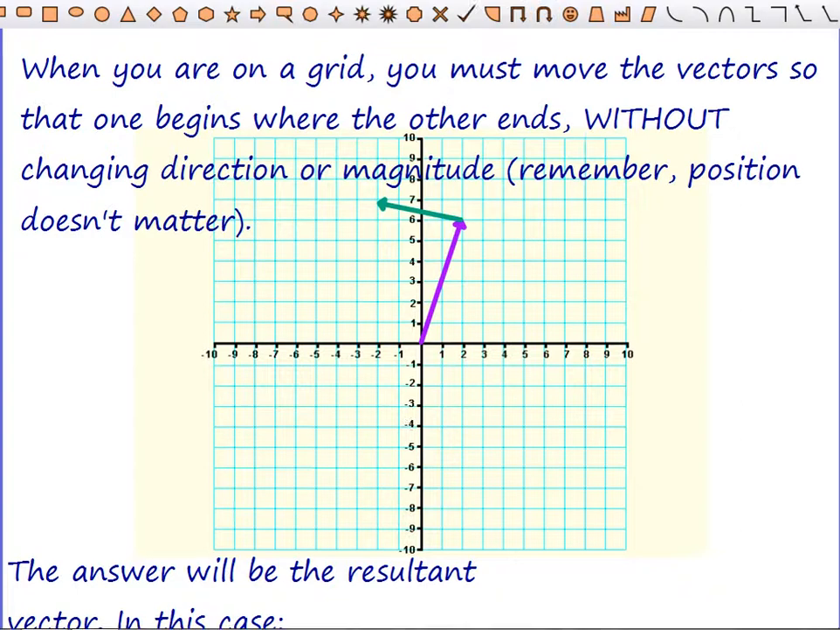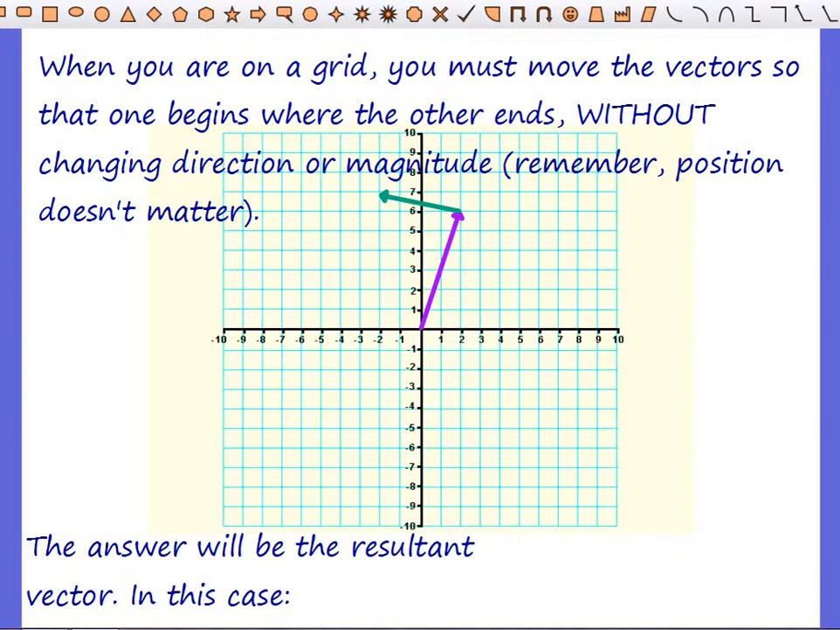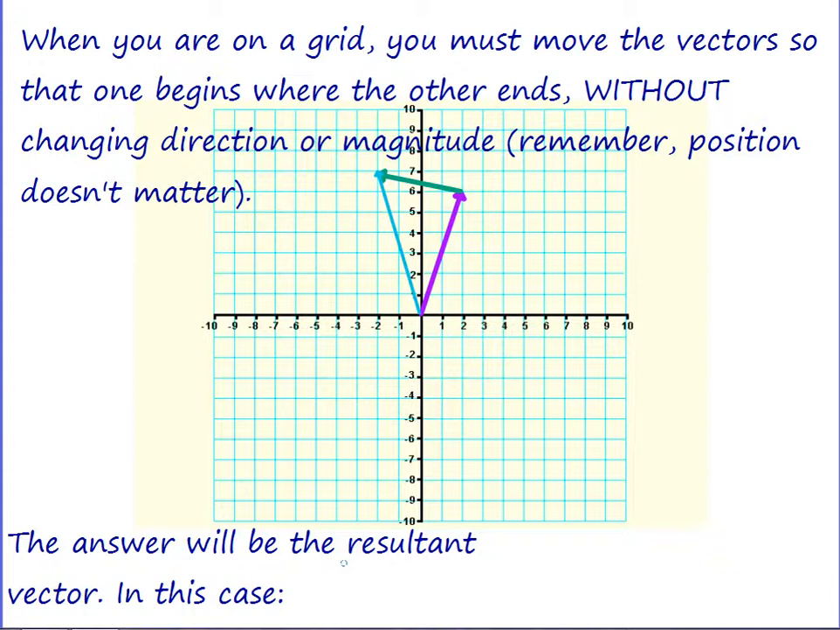Now that they're in the right position, I can make a third vector going from the start of my beginning vector to the end of my ending vector. That blue line is my total displacement, and we're going to call that the resultant vector. Okay? Super important word here, resultant vector.